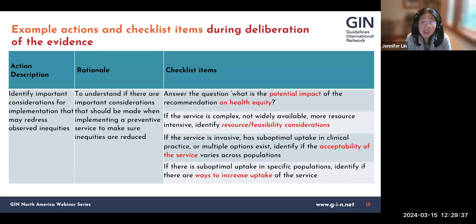And I would say at a bare minimum that existing inequities are not perpetuated or exacerbated. And to get at these implementation considerations, it is important to address resource considerations, feasibility, especially if a service is fairly complex or not widely available or resource intensive. It is really important to understand the acceptability of the service across equity-deserving populations. Again, especially if the service is invasive, has known suboptimal uptake, or there are multiple options for an effective clinical service. And then in our guidance, we also advocate that looking at evidence of ways of increasing the uptake or receipt of a given service is important as well.